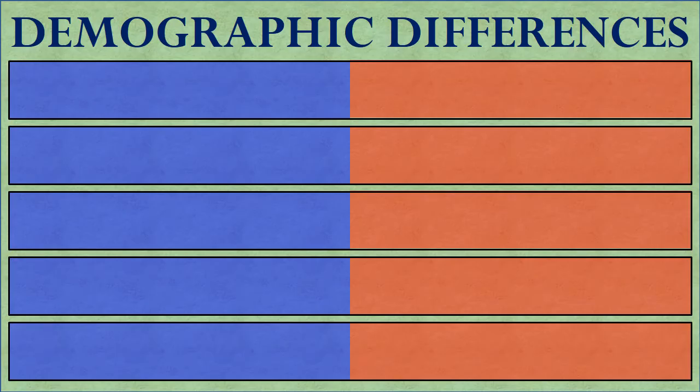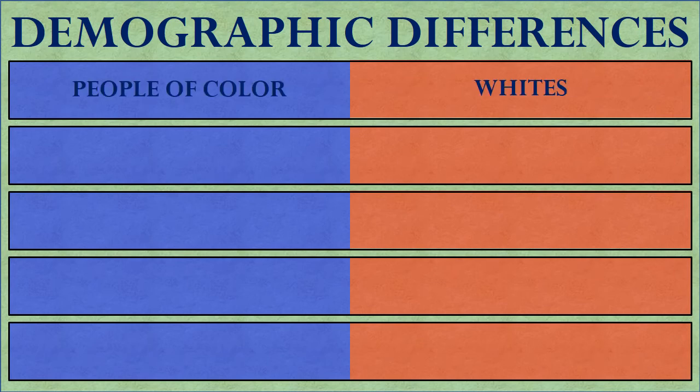Now, notice the background of the slide changed to green. We're going to be talking about their demographic differences between the parties now. First demographic difference is that the Democratic Party tends to attract people of color, while the Republican Party tends to attract people who are Caucasian, or in other words, white.